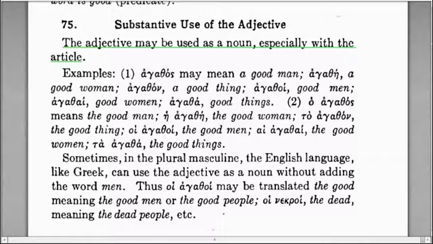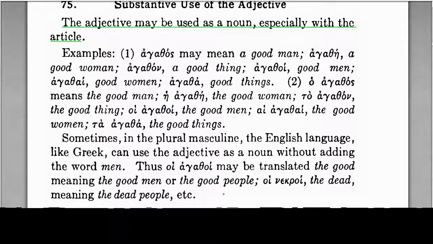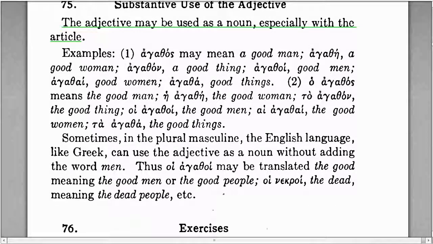Sometimes in the plural masculine, the English language, like Greek, can use the adjective as a noun without adding the word men. Thus, hoi agathoi may be translated the good, meaning the good men, or the good people. Hoi nekroi, the dead, meaning the dead people, etc. So, basically, you need to look at it in context. And to translate it, you need to prayerfully consider its uses in context of the rest of Scripture. Okay?